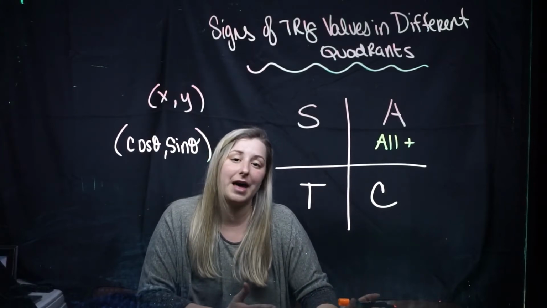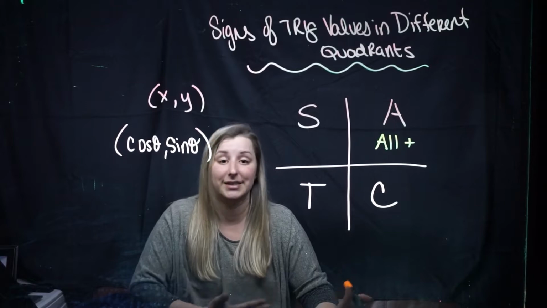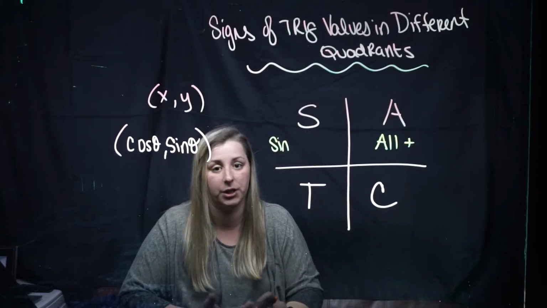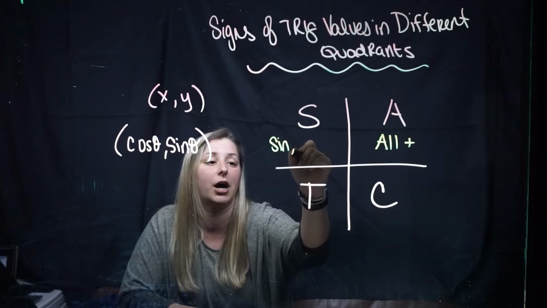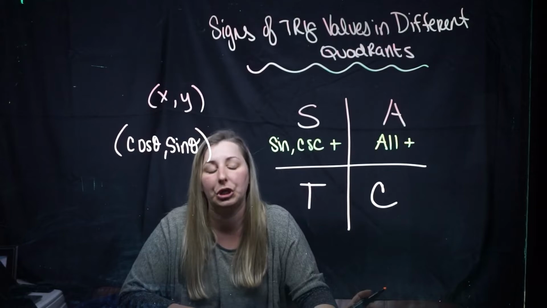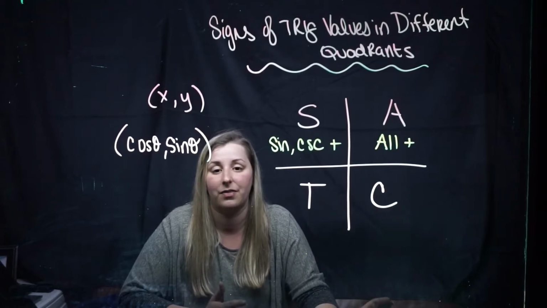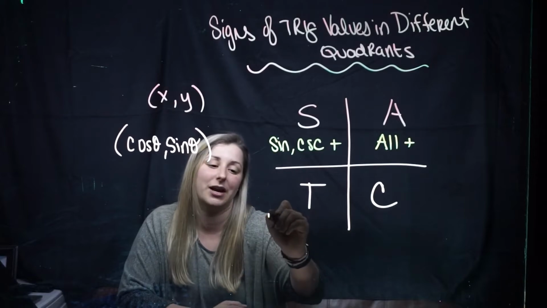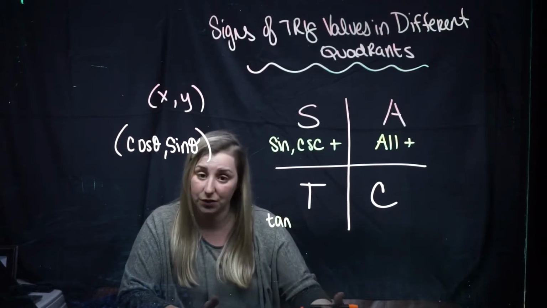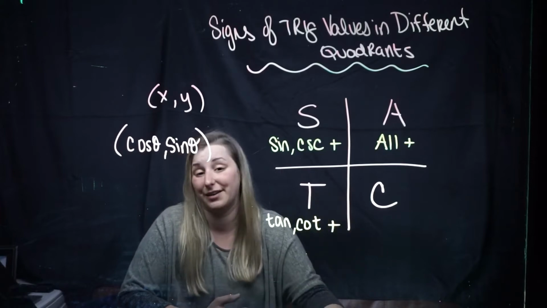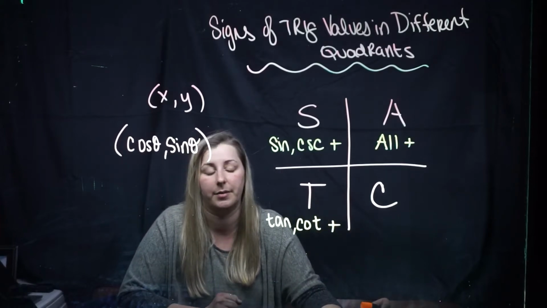Moving over to quadrant number 2, it starts with an S. Well, that just means that our trig function sine, right, starts with an S, and its reciprocal function, so the reciprocal of sine is cosecant, those are both going to be positive in quadrant number 2. Everything else is going to be negative in that quadrant. Looking at quadrant number 3, it starts with a T, so that means that our tan function, as well as its reciprocal, so that would be cotan, is going to be positive in quadrant number 3, and everything else is going to be negative.